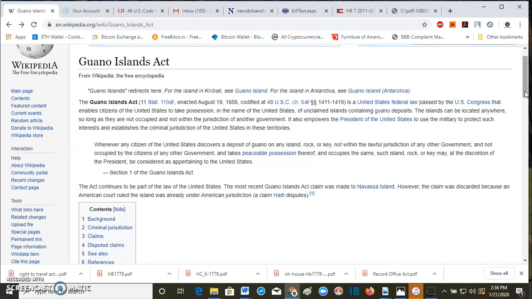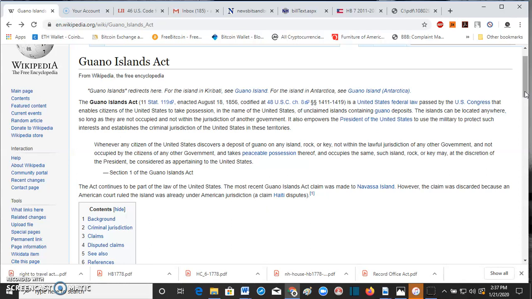Now, guano is what you call bat feces, right? And it's very fertile. Okay, so let's get to it. The Guano Island Act, enacted August 1856, is codified in United States Code, Title 48, Chapter 1411, 1419. It is a United States federal law passed by the U.S. Congress that enables citizens of the United States to take possession in the name of the United States of unclaimed islands containing guano deposits. Now, this is the Papa Bowl in full effect right here, people.